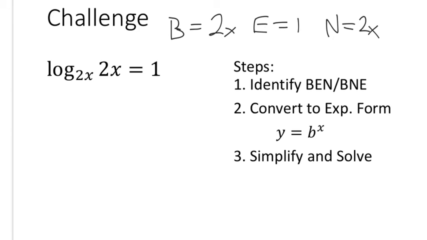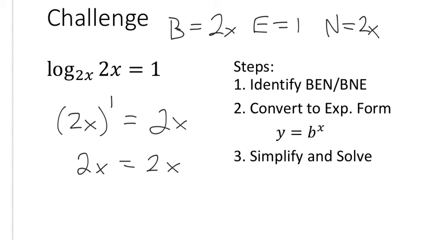And so if I set this up in my exponential form, I have a base, notice that I'm putting it in parentheses this time, base to the power of 1 equaling 2x. And really that's all it comes down to. Now I just need to simplify this exponential portion of it here. So 2x to the power of 1 is just simply 2x equals 2x. And now we come into a situation here when we're going to try to divide or simplify for x.